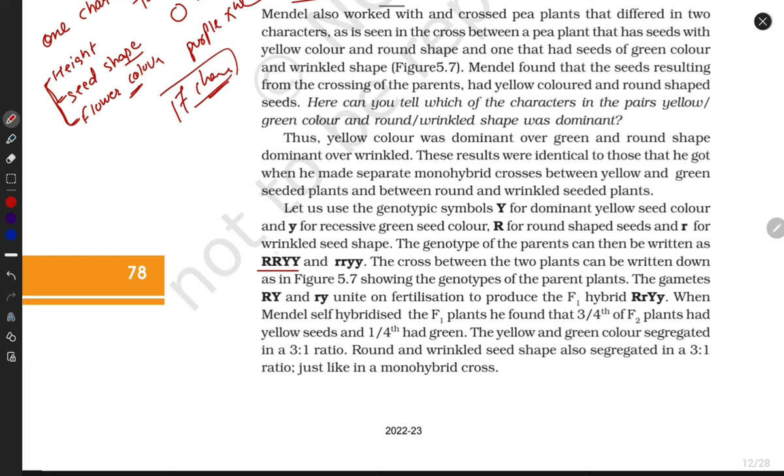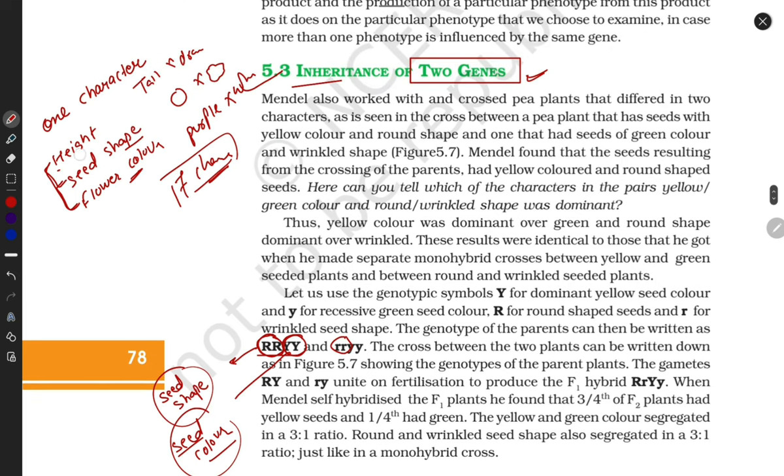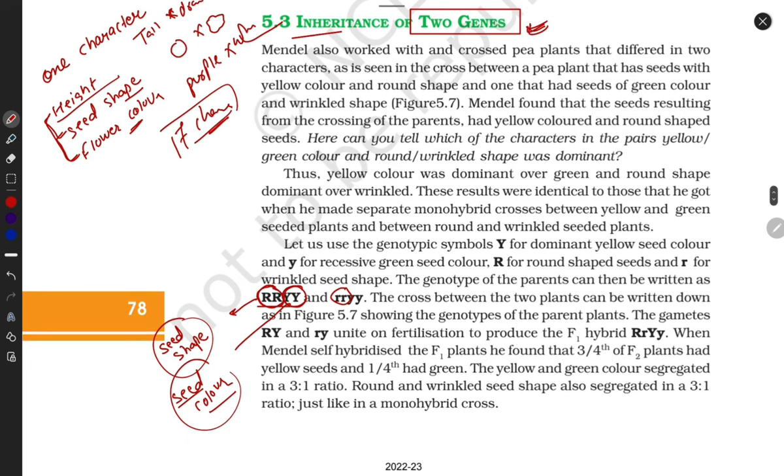It means capital R, what do they indicate, guys? They indicate seed shape, which may be round. This is the round and this is the wrinkled. And here, what do they take? They take seed color. Do you understand, guys? It means at one time they take two characters. But in a single hybrid cross, they take only one character. They cross between tall and dwarf. But now, in two gene inheritance, we take two characters.